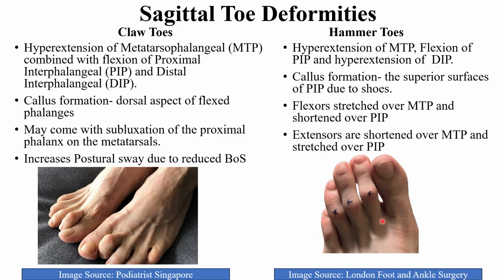There can be flexors which are stretched over the metatarsophalangeal joint because it is in hyperextension, while they can be shortened over the PIPs because it is in the flexed position. Likewise, the extensors are shortened over the MTP and stretched over the PIP.